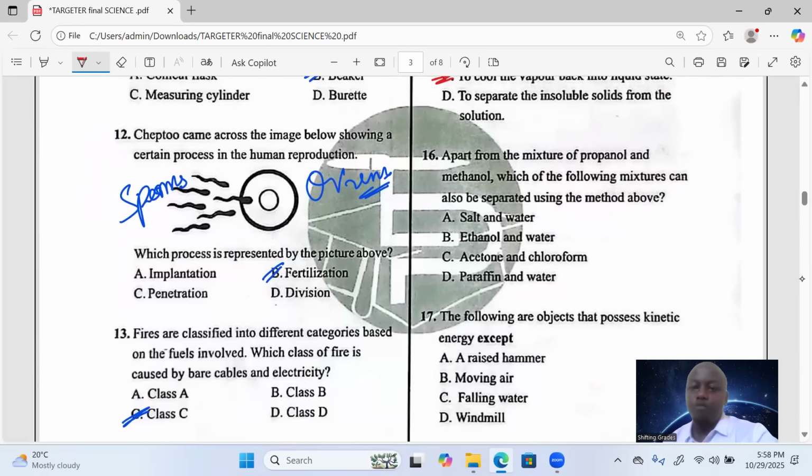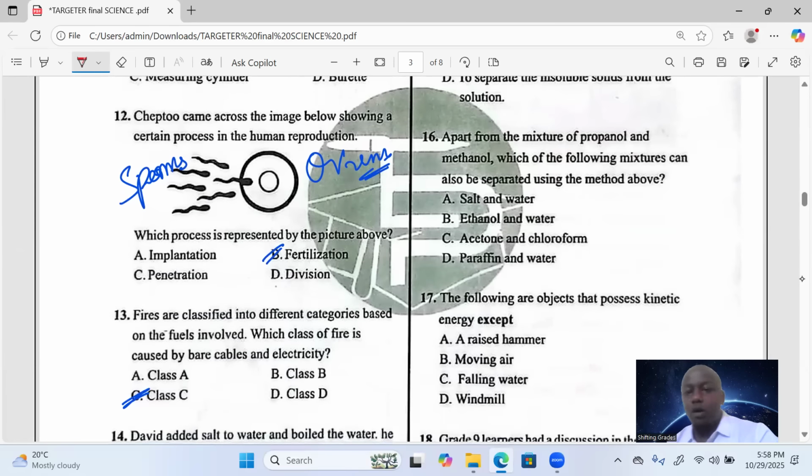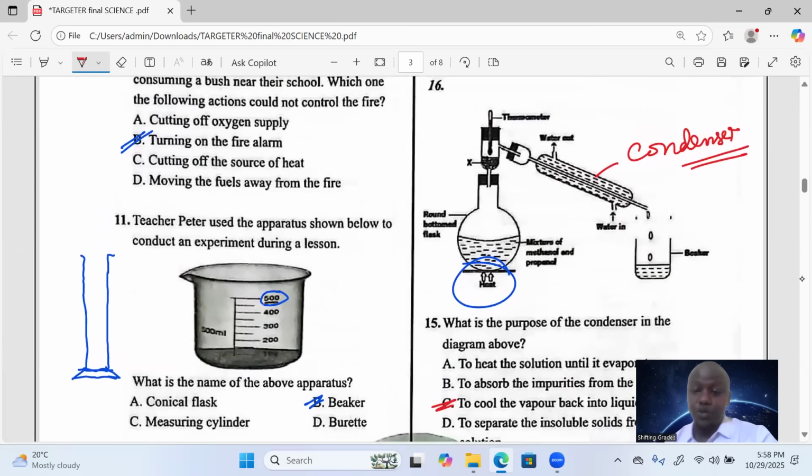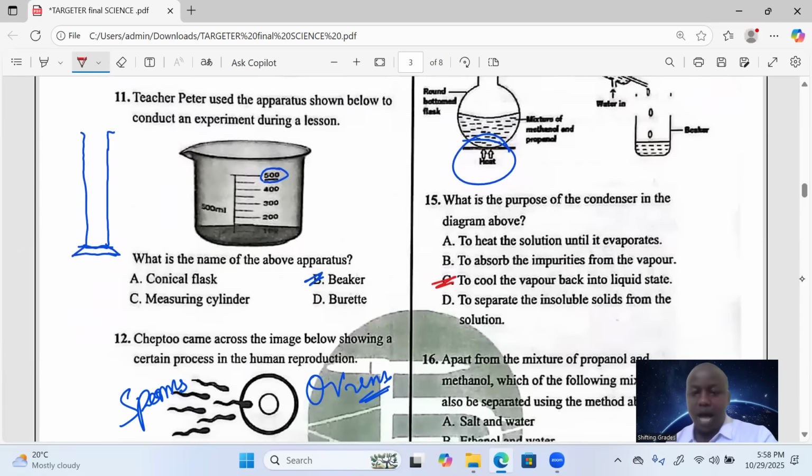Apart from the mixture of propanol and methanol, which of the following mixtures can also be separated using the method above? All right, this method, first of all, is called fractional distillation, whereby two liquids which are miscible but having close but different boiling points are separated such that one boils before the other. So we should look for a mixture which is two miscible liquids with different but close boiling points. And that's why B, ethanol and water, now becomes the most appropriate answer.